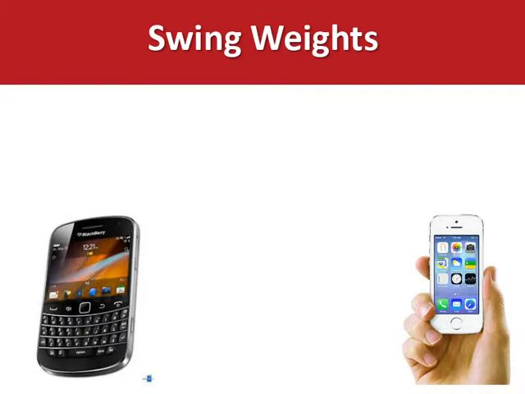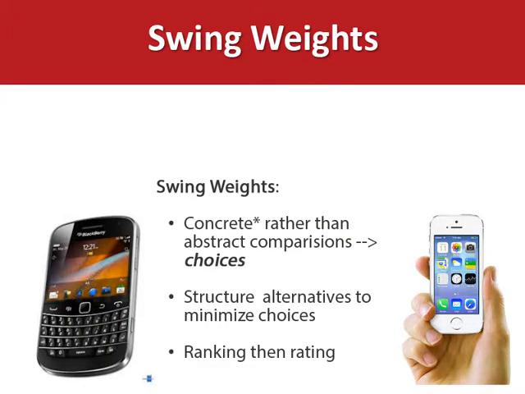Now, this is too complicated for what we want to do. So we're going to do a bit of a shortcut. We're going to use a technique called swing weights. Now, the basic idea of swing weights is that you're making sort of fake concrete comparisons. And you'll see what I mean in just a moment. But you're looking at alternatives that could be real, but these alternatives are constructed in such a way so that the preference structure is much easier to extract. The weights are much easier to extract.